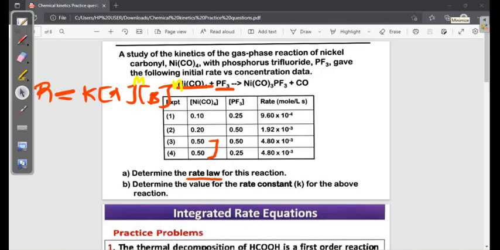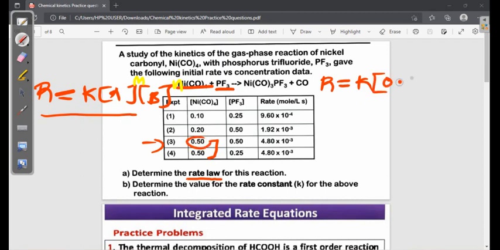So I'll start first of all by expressing the third one. For the third one, what do we have? What we have is the rate is equal to K, using this zero equation that I've come up with. For K, we don't know. For the concentration of A, it was 0.5 to the power m. And then for our B, which is phosphorus trifluoride, it was also 0.5, to the power n.